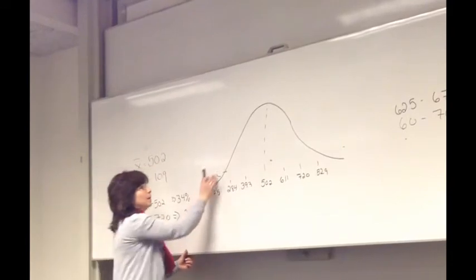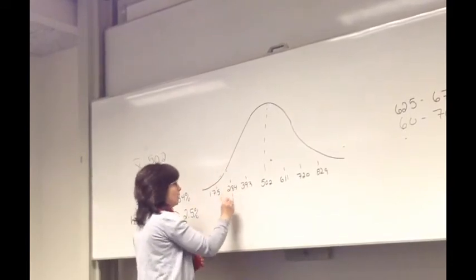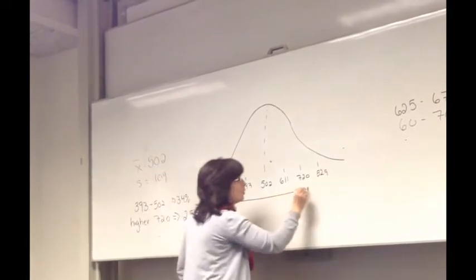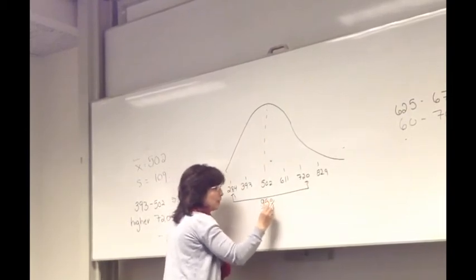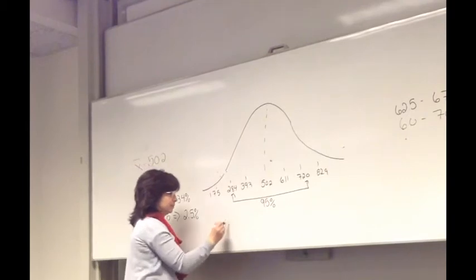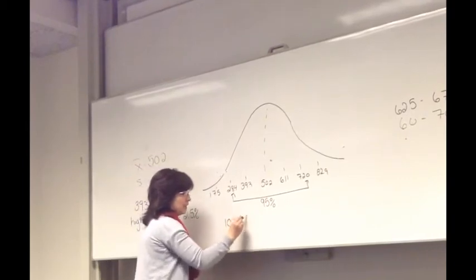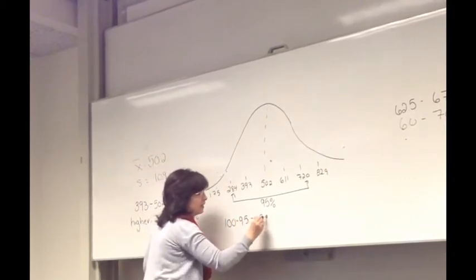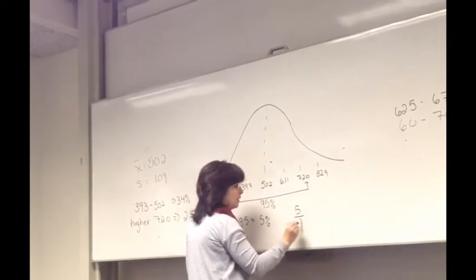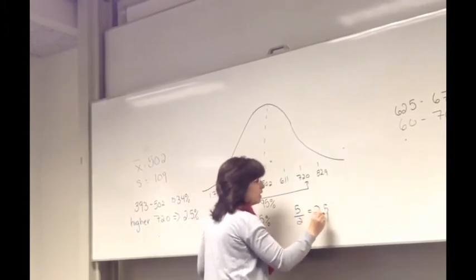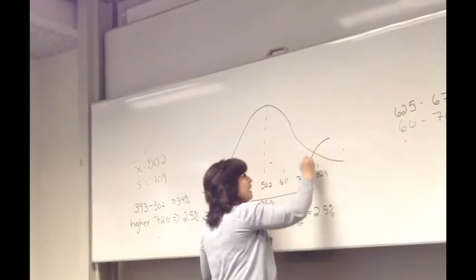How'd you do it? So between the 284 and the 720, I knew that was going to be 95%. And then I just did 100, because the whole thing was 100, minus 95. And you got 5%. And then you divided that by 2 to get the 2.5% on either side.